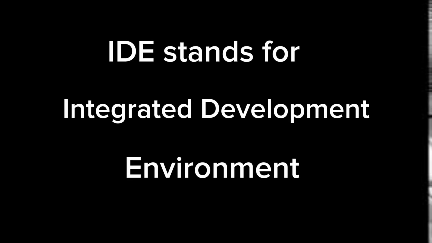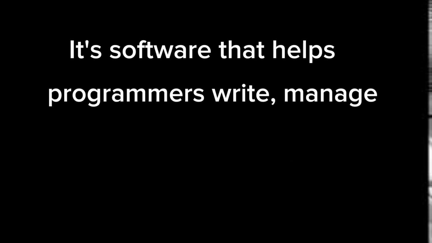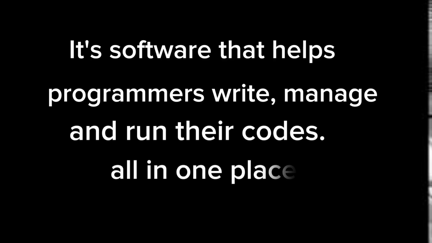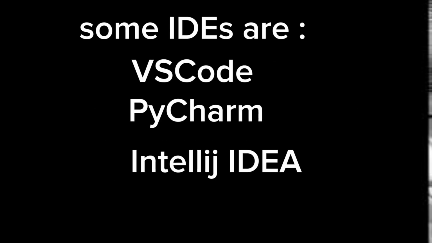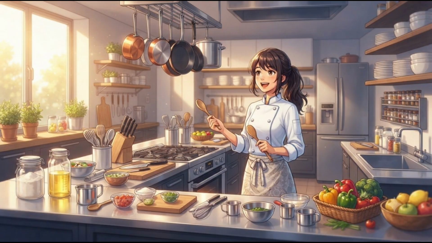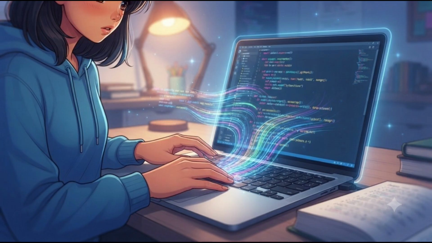The next term is IDE. IDE stands for Integrated Development Environment. It is software that helps programmers write, manage, and run their code all in one place. Some popular IDEs are VS Code, PyCharm, and IntelliJ. For example, think about a fully equipped kitchen. Everything you need is already there. The stove, the utensils, the ingredients, everything, and an IDE is like that for programmers.